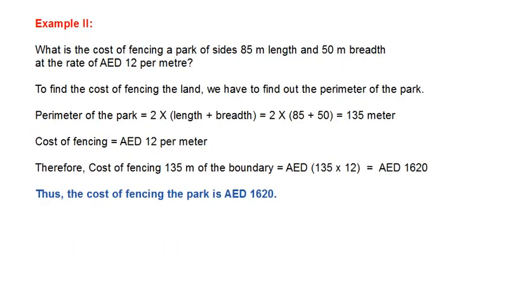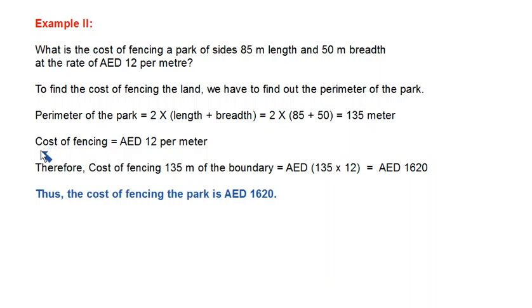Another example. What is the cost of fencing a park of sides 85 meter length and 50 meter breadth at the rate of AED 12 per meter? To find the cost of fencing the land, we have to find out the perimeter of the park. The perimeter of the park we know, that is 2 times its length plus breadth, that is equal to 2 multiplied by, here the length and breadth, 85 plus 50, is equal to 135 meters.